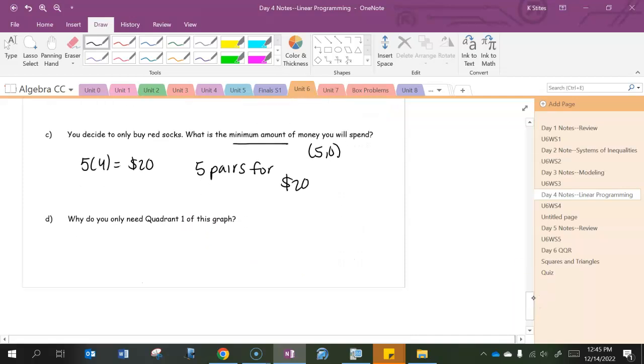Okay, and then finally, why do we only need quadrant 1 of this graph? This guy right here. So the main reason is because this is a real life situation. We're dealing with number of socks, and we can't have a negative number of socks. So we are always going to be in quadrant 1 for these types of problems.